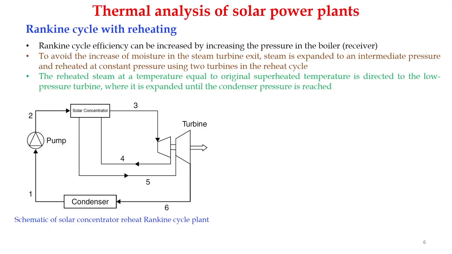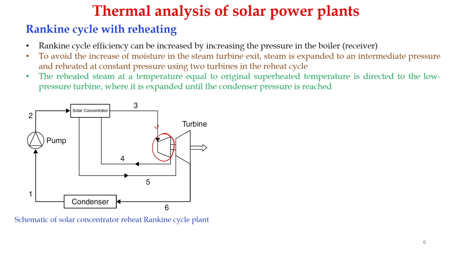So, now let us move on to the Rankine cycle with reheating. So, how to augment the efficiency of the power plant? Okay? This Rankine cycle efficiency can be increased by increasing the pressure in the boiler. Okay? To avoid the increase of moisture at the steam turbine exit, steam is expanded to an intermediate pressure and reheated at constant pressure, using two turbines in the reheat cycle. That means, first the fluid is expanded in the high pressure turbine, then heat is supplied again and it is expanded in the second turbine, right.